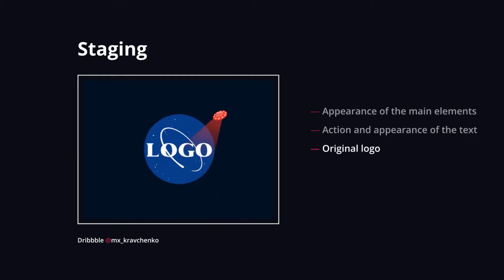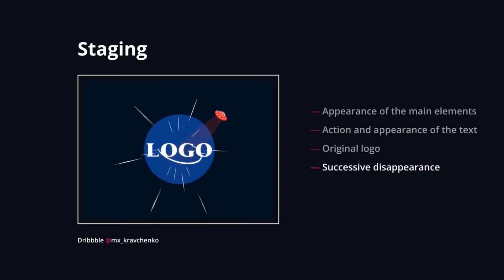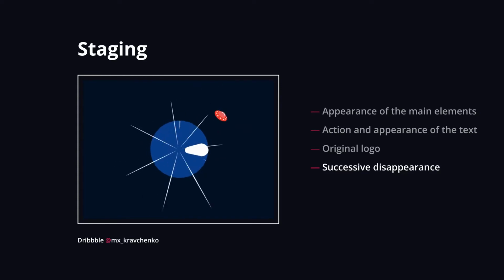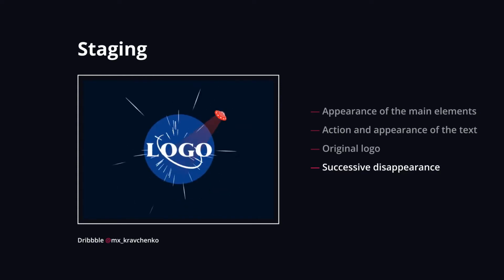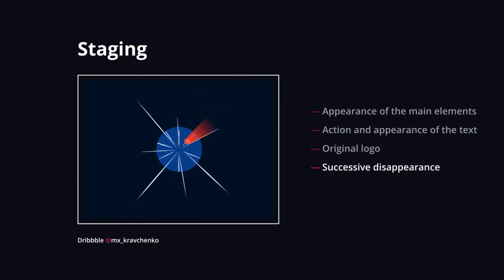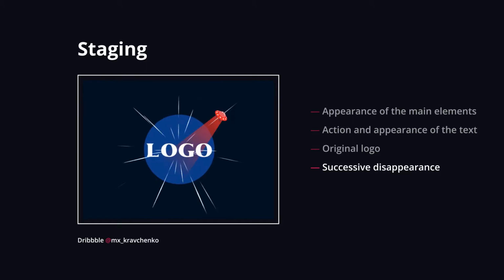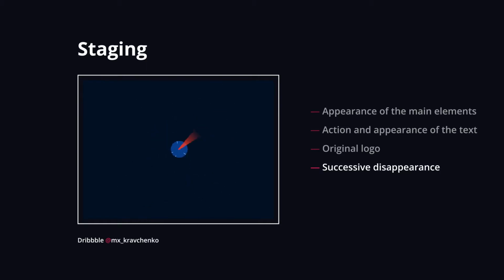The UFO scans the letters, and a little pause follows the action to focus attention on the original form of the logo. In any case, it is worth showing the logo in its original form even for a moment. Disappearance. First, stars begin flying as if sucked into the center of the universe. Then the letters begin to follow. And finally, the UFO as the final element.